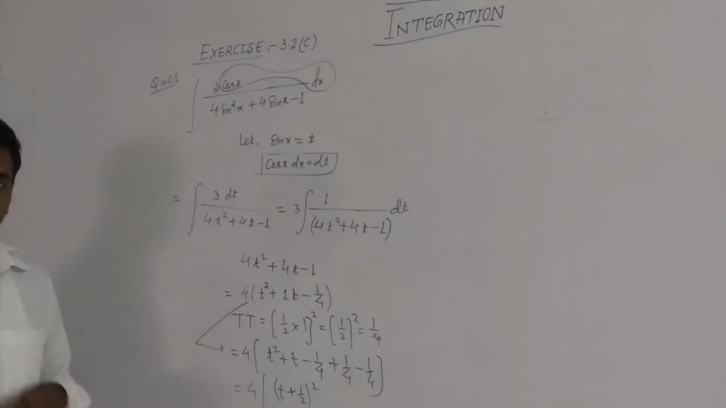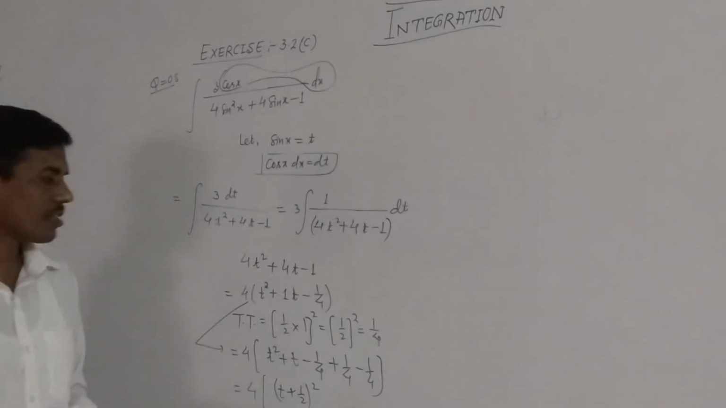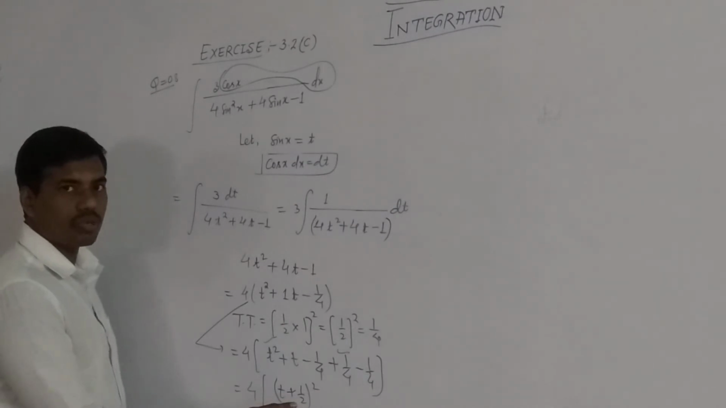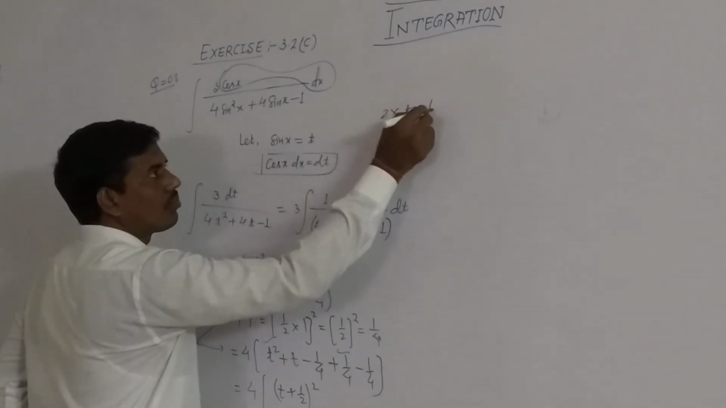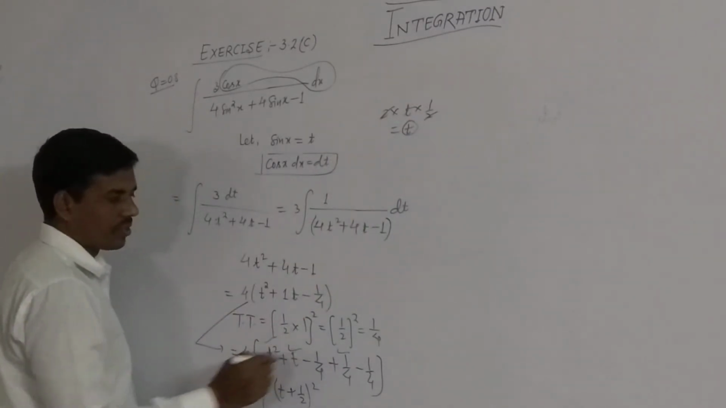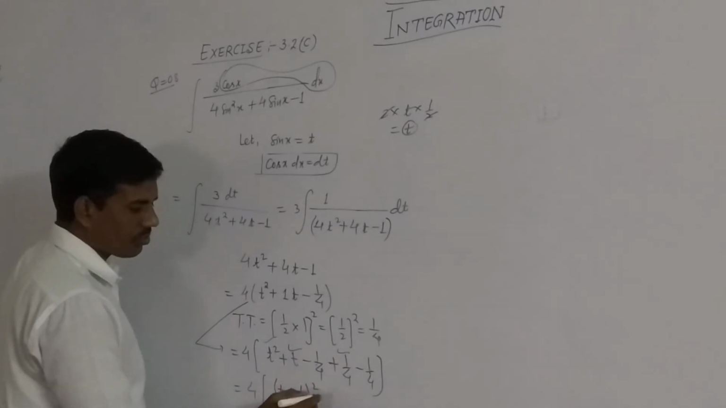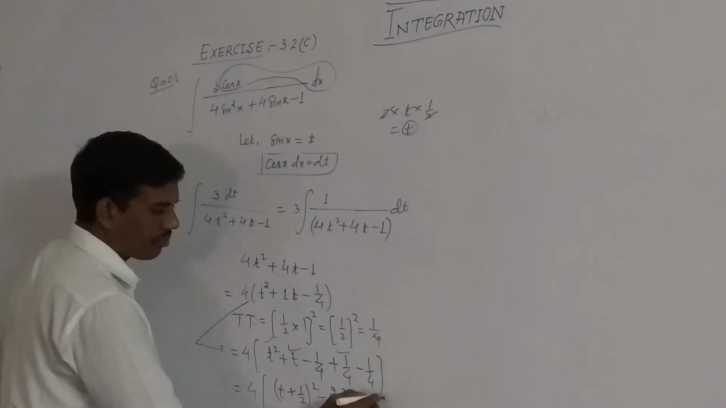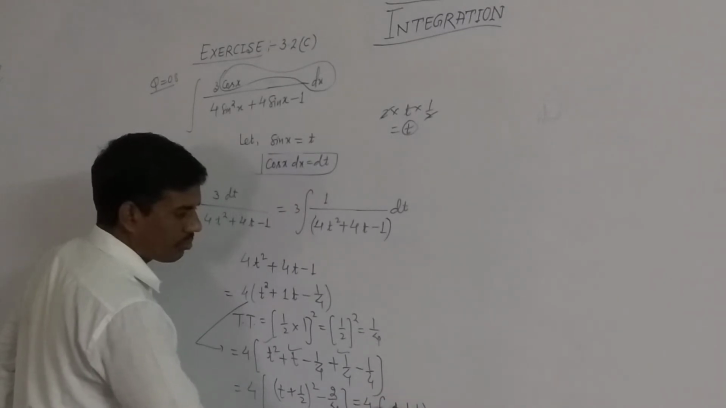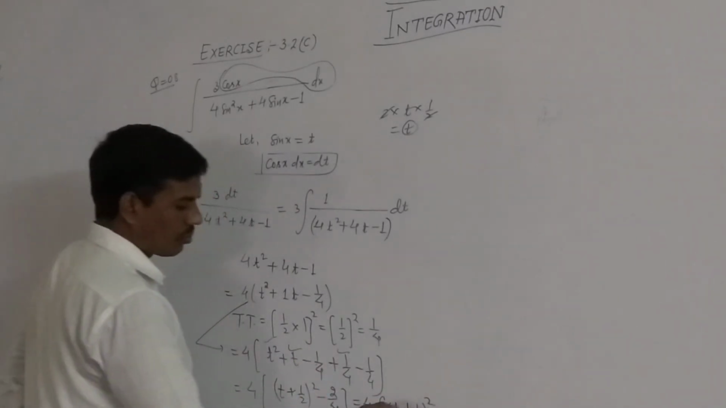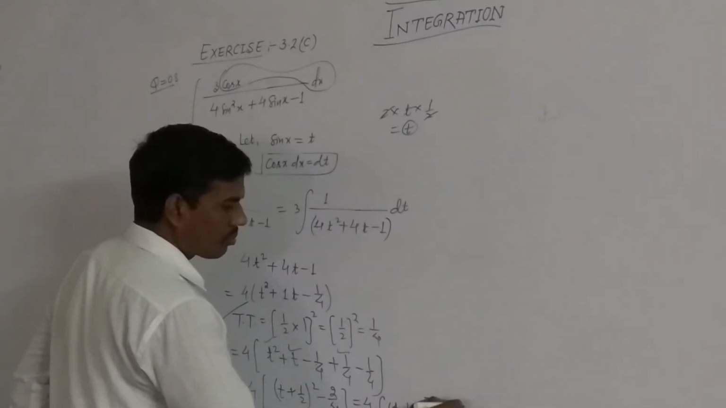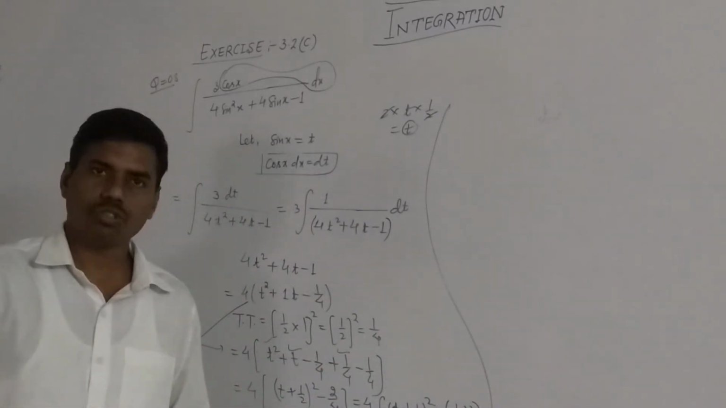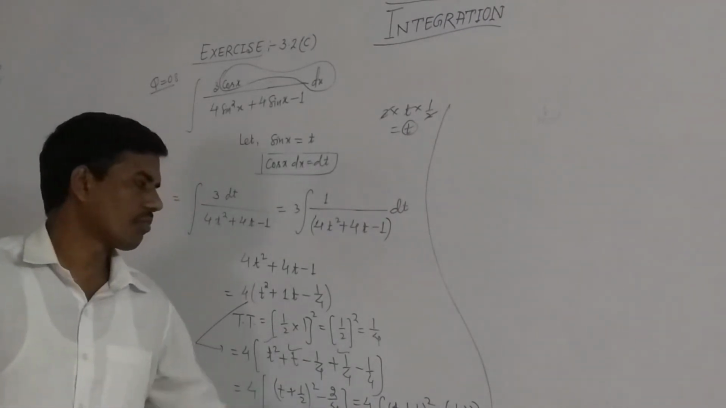Now which 3 terms are present here? Let us check. a square, that is t square plus 1/4, and plus 2 into a into b, the 1/2 gets cancelled, that is t. The remaining terms are minus 1/4 minus 1/4, that is minus 2/4, and this is equal to 4 times t plus 1/2 to the whole square minus 1/2, that is 1 upon root 2 to the whole square.